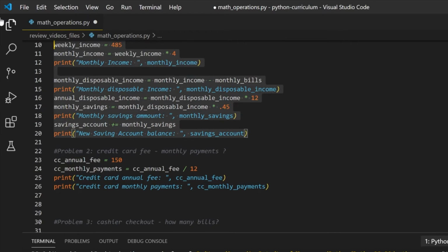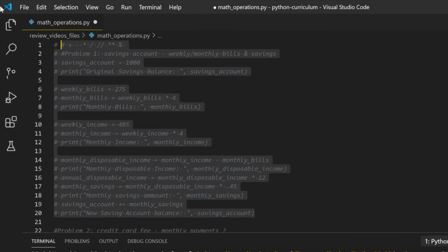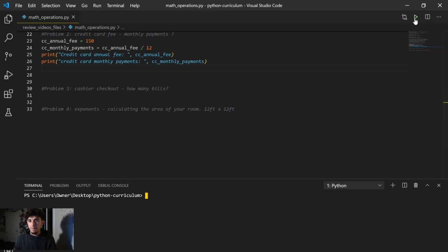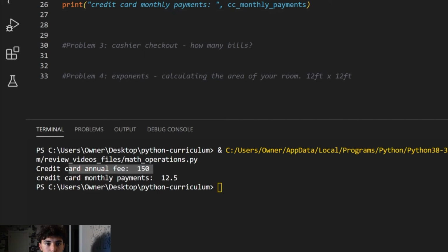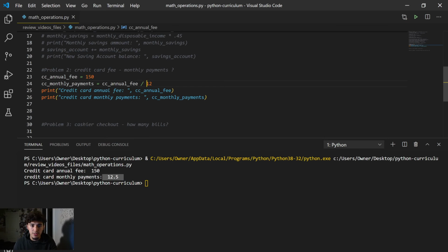And then I'm going to go ahead and comment this out now, just so we don't have to worry about seeing the prints. So if I go ahead and run it, we will get right here, credit card annual fee, $150, which is what we specified. And then our monthly fee is going to be $12.50. So if you want to do the math, $12.50 times 12 should equal 150. So this is just normal division.